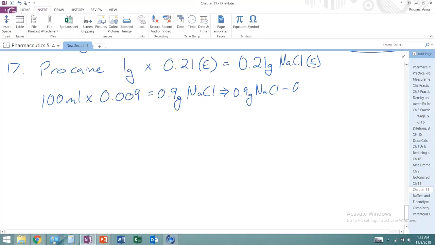All right, and then you take away the amount that you already have from the procaine, and you find that you need 0.69 sodium chloride to add. Very, very simple one. Very, very straightforward. All right. So the next one is 20.